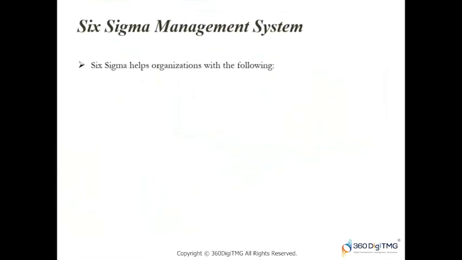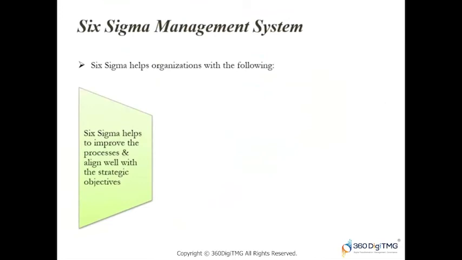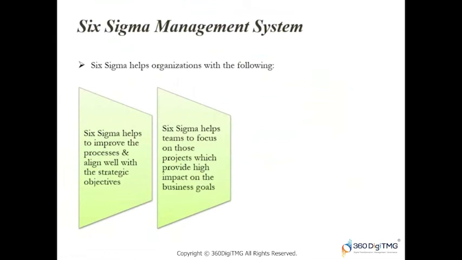All right, now let us look into the Six Sigma management system. Six Sigma helps organizations with the following. It, in the first place, helps to improve your process, or if you have a bunch of processes, you can improve all of those. And most importantly, you can align with the strategic objectives of the organization. Yeah, most people face problems over there. Six Sigma also helps teams to focus on those projects which will give you high impact on the business goals, which will increase your brand image, which will increase the quality of the products, right? Which will reduce the number of defects, which is going to impact your bottom line and top line. So you'll be able to focus on those kind of projects.